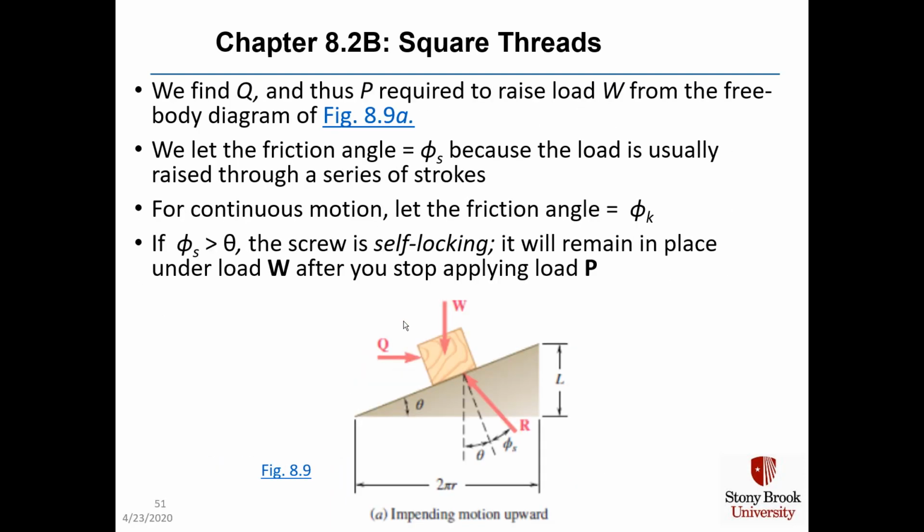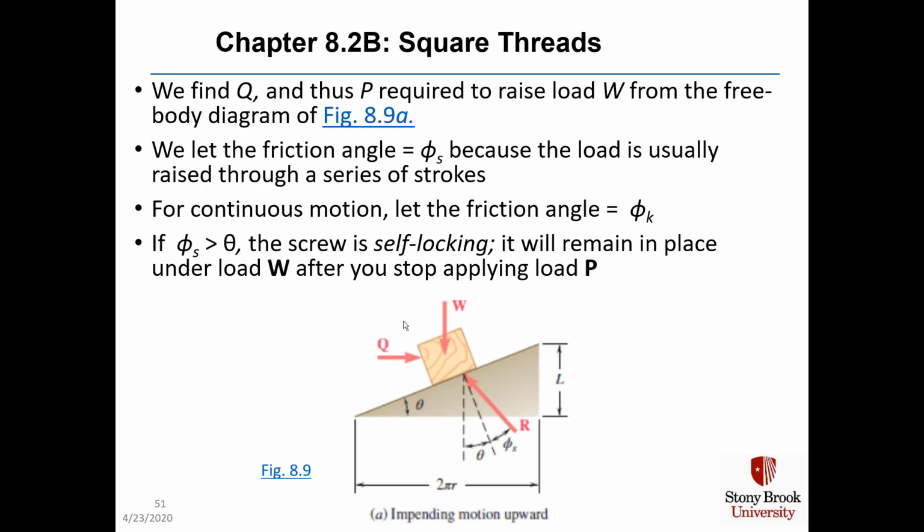We find Q and thus P required to raise load W from the free body diagram of 8.9a. We let the friction angle equal phi sub s because the load is usually raised through a series of strokes, which is what it was like for me on the George Washington Bridge, where I sure didn't turn that handle 100 times to get my car raised up enough to get the spare tire out. It was hard work. So I'd do a quarter turn, stop, another quarter turn, stop. Most of the time I was exhausted and I was overcoming static friction.